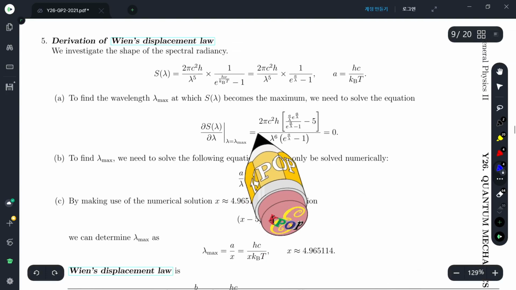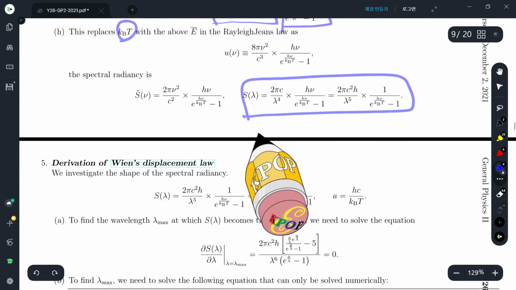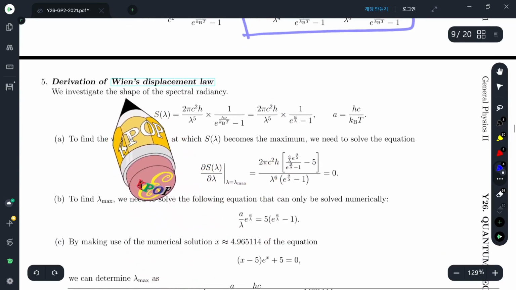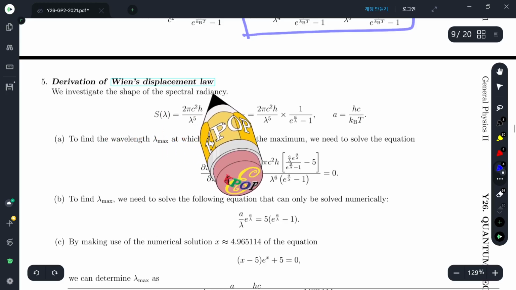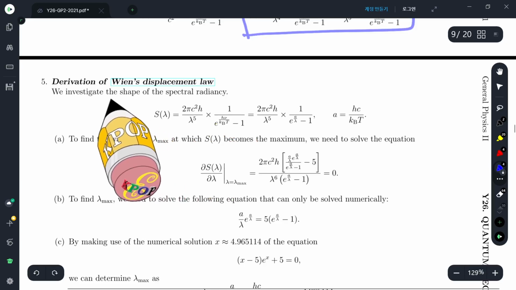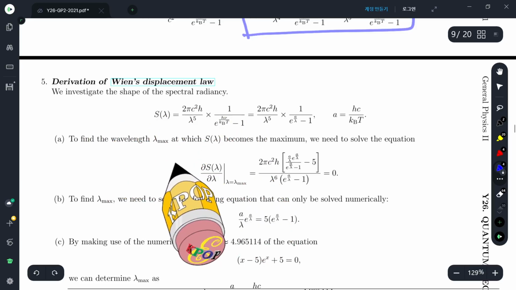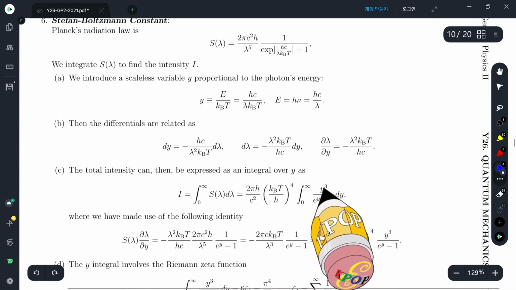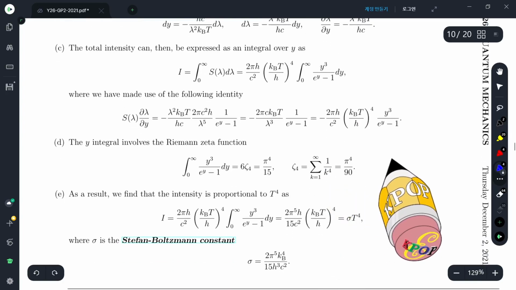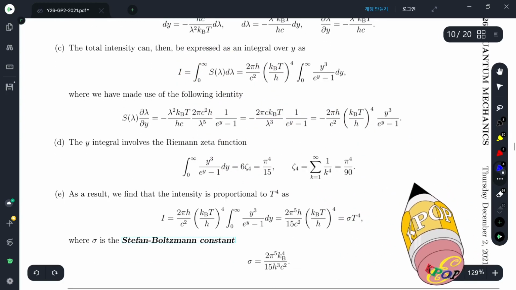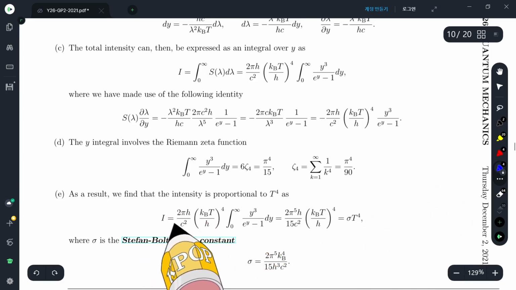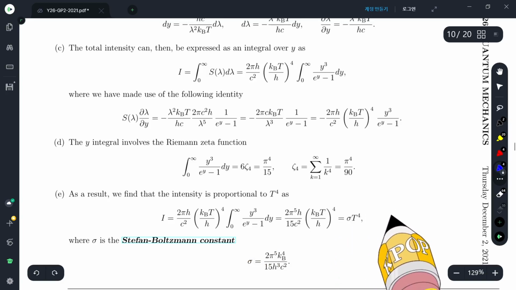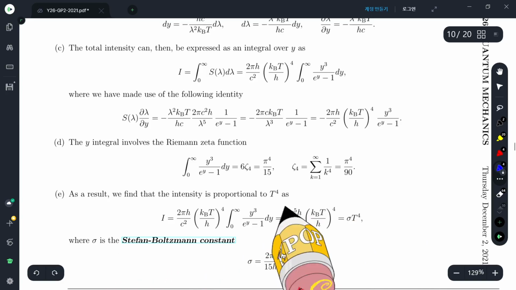All right. So once this spectral radiance is determined, then we can derive further to find the place where the peak of the spectral radiance is placed. That is Wien's displacement law, and we carry out the integral to find out the total rate, and there is a simple derivation to find out that intensity is proportional to the absolute temperature to the fourth power, and the proportionality factor is called the Stefan-Boltzmann constant.